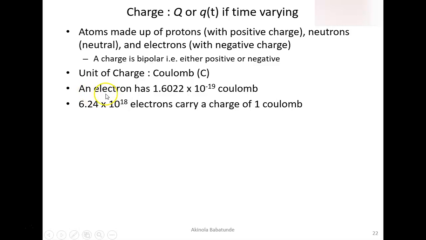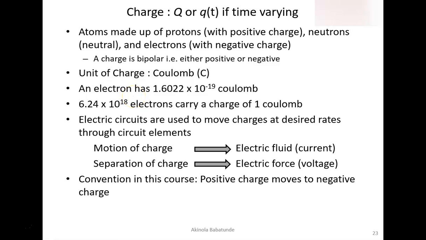So if you divide both sides, let's say we have 1 electron here, and then we have 1.6022 times 10 raised to the power minus 19 coulomb here. If you divide these by 1.6022 times 10 raised to the power minus 19, and also here by 1.6022 times 10 raised to the power minus 19, what you will eventually find out is that this becomes 1 coulomb here, and this becomes 6.24 times 10 raised to the power 18 electrons.